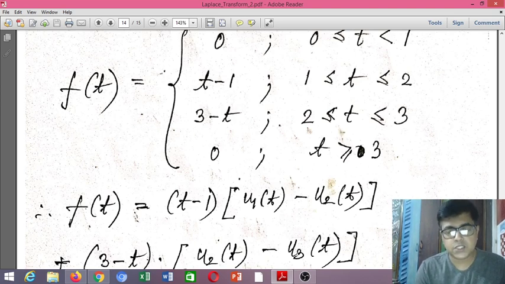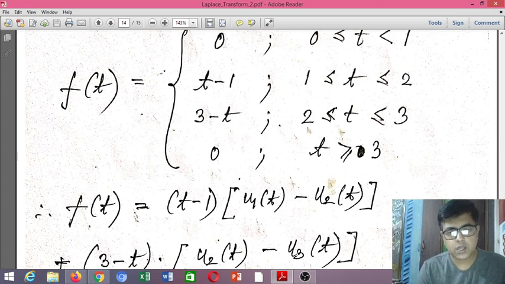That is, you have to write this in the form of a unit step function. Once you are able to write them in the form of unit step function, then only you can take the Laplace transform on both sides and get the answer. So let's write this function in the form of a unit step function.